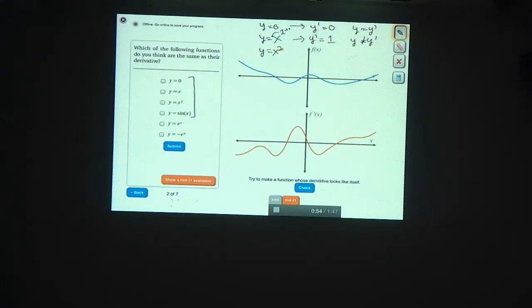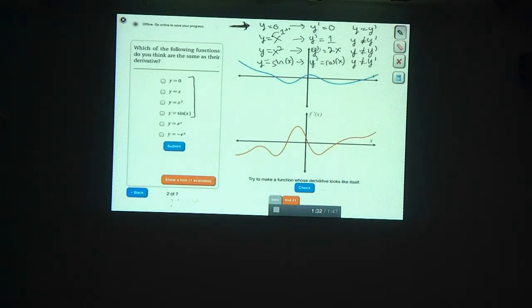What about y equals x squared? Well, the derivative of x squared is 2x, y prime equals 2x, and again, y doesn't equal y prime. Finally, if y equals sine of x, the derivative is cosine of x, and because sine of an angle is generally not equal to the cosine of an angle, y doesn't equal y prime again. So out of the first four answer choices, the only one where the derivative was the same as the original function was y equals 0.